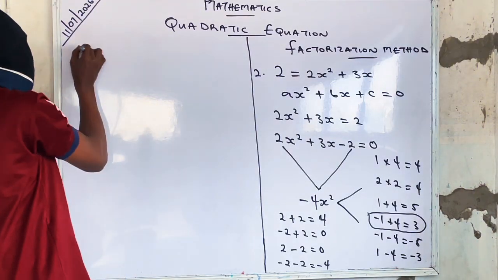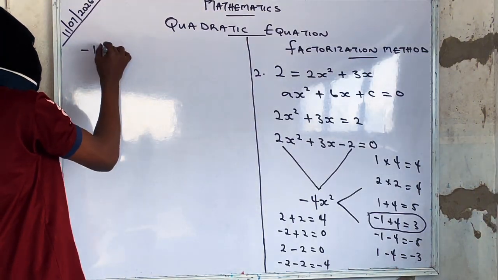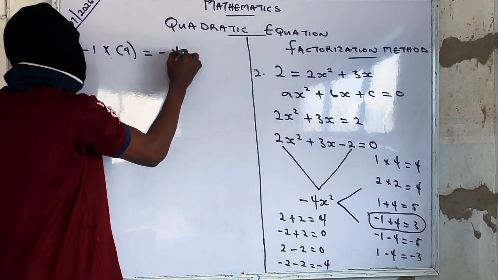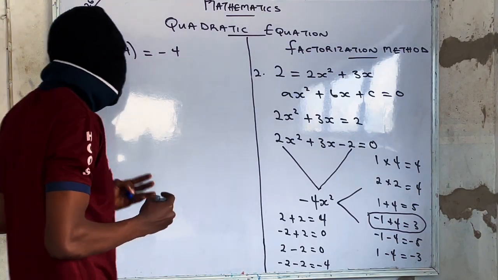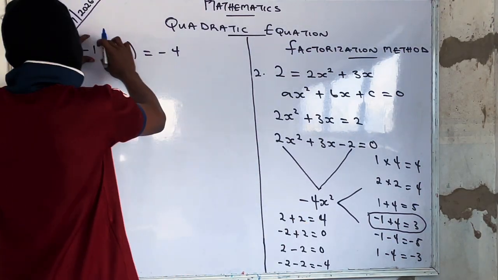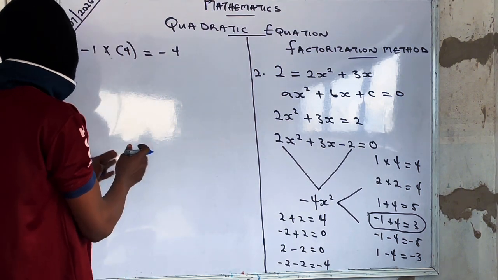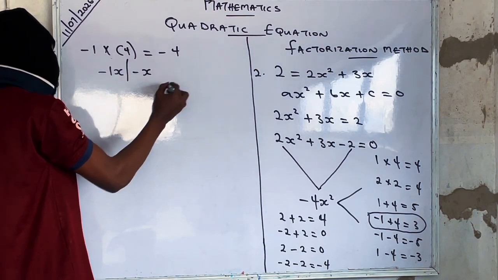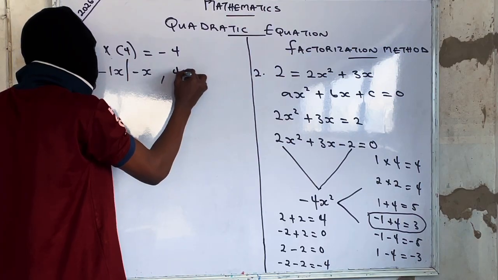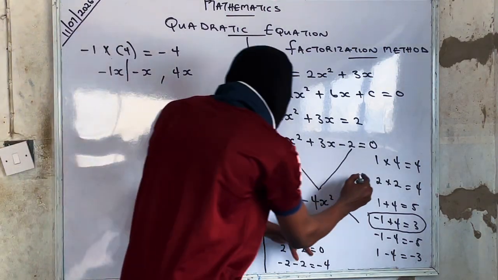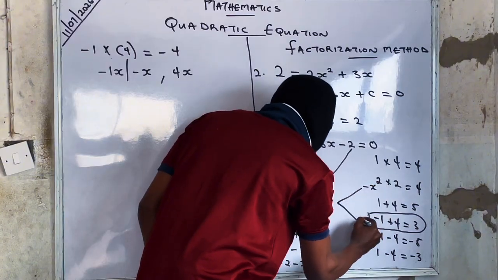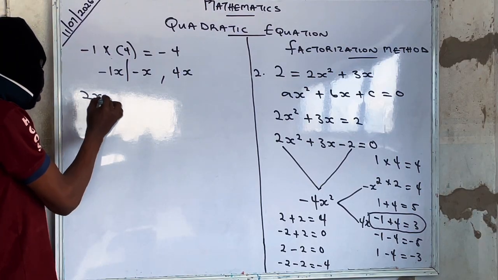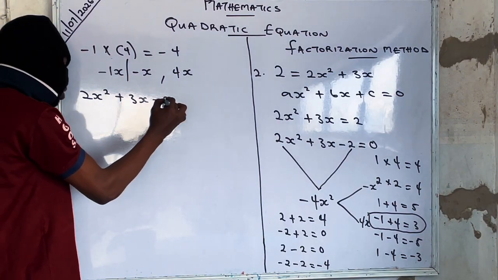Now, if you have minus 1 times 4, right? Minus 1 times 4 will give us minus 4. So the factors you are going to multiply together are minus 1 and 4. Now, just put your x: minus 1x, I can see minus x, and you have your 4x. So just write them here. You have your minus x and you have 4x. Come back to the question, that is 2x squared plus 3x minus 2 equals 0.